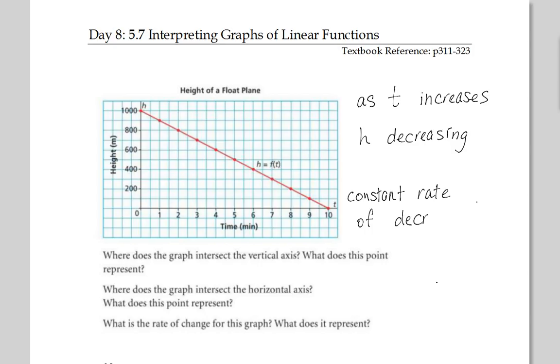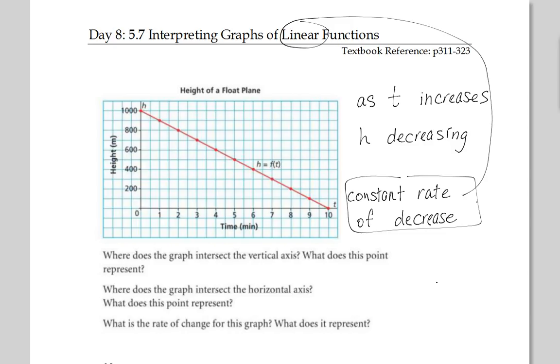And when I say constant rate of decrease, what I'm talking about really is this word right here, linear. Linear graphs have constant rate of change. And we'll find that constant rate of change shortly.